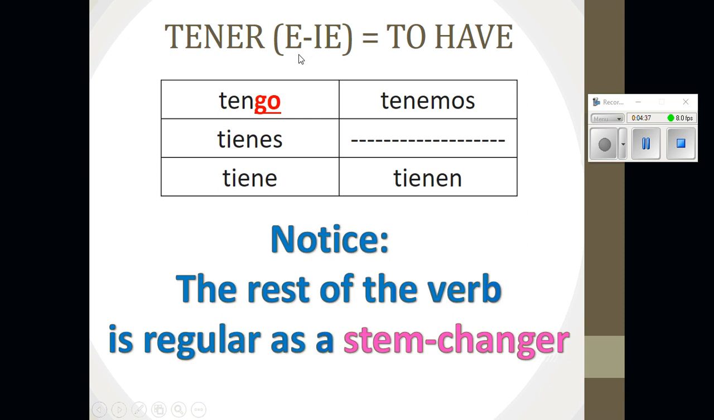Okay, tener is an E to I stem changer. That means to have. You'll mark that on the note guide. And again, all forms are regular except for the yo form. So we'll write tengo, tienes, tiene, tenemos, tienen. Pause the video.